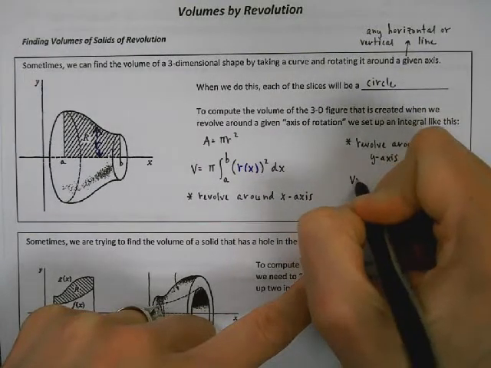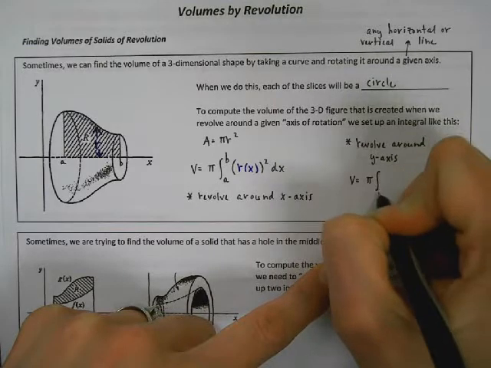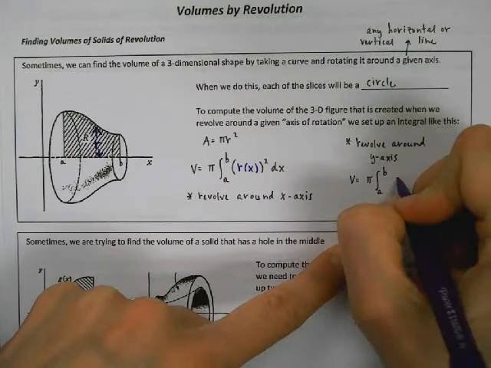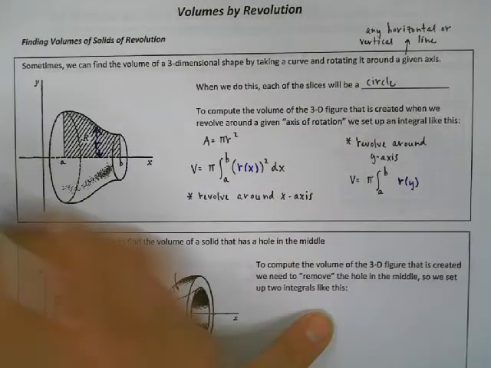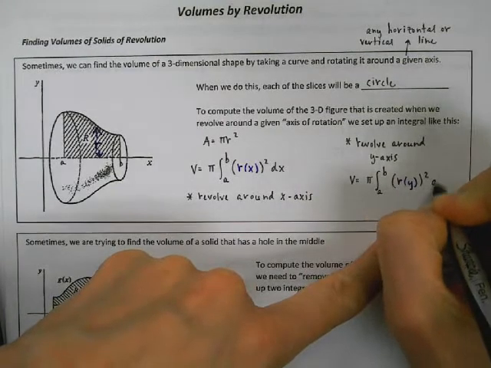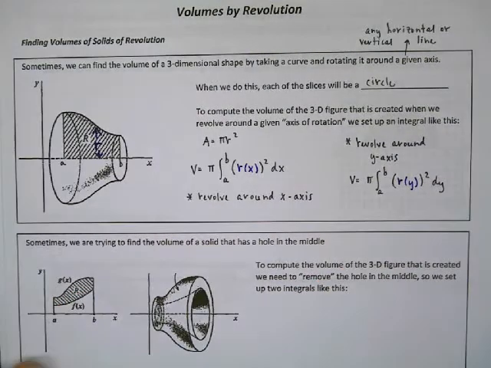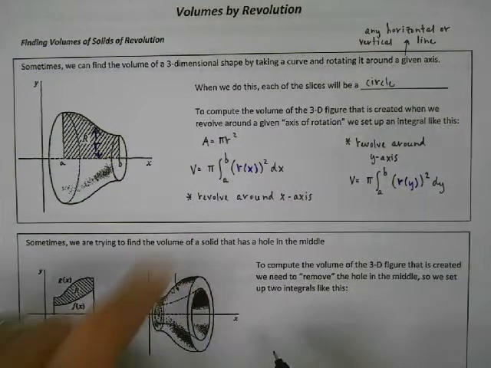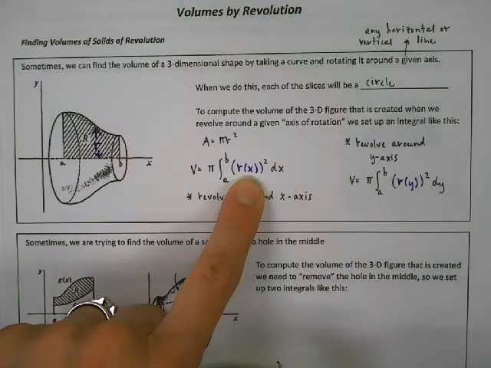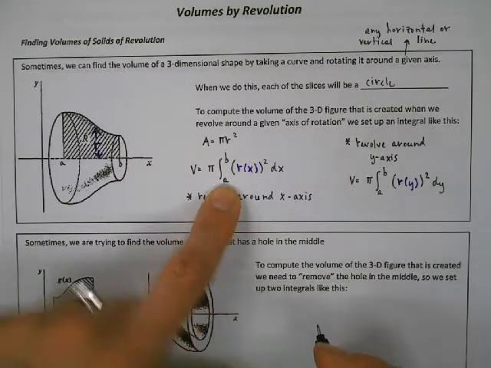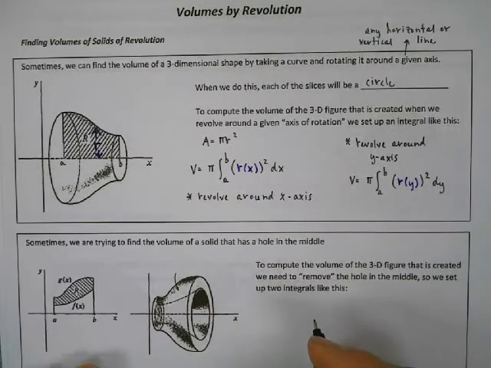And in that case then, our volume would be pi times the integral from a to b. Now our radius would be defined in terms of y. That radius would be squared, and we would have a dy. Okay? Again, the idea is that pi r squared is the area of our circle, and we're using that integral to add up all the circles that occur between the bounds of a and b to generate that solid.